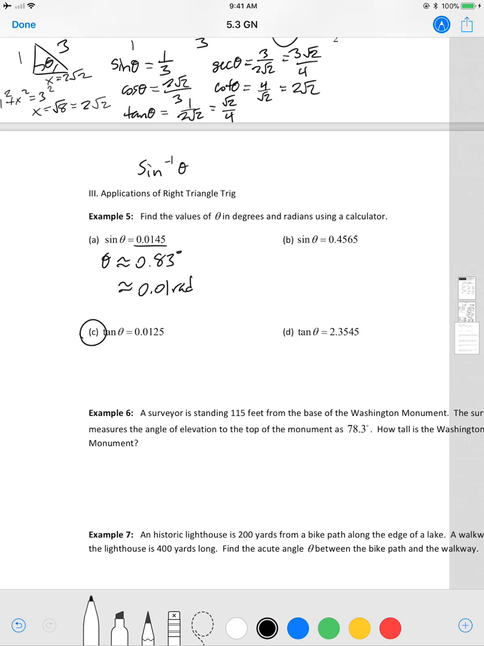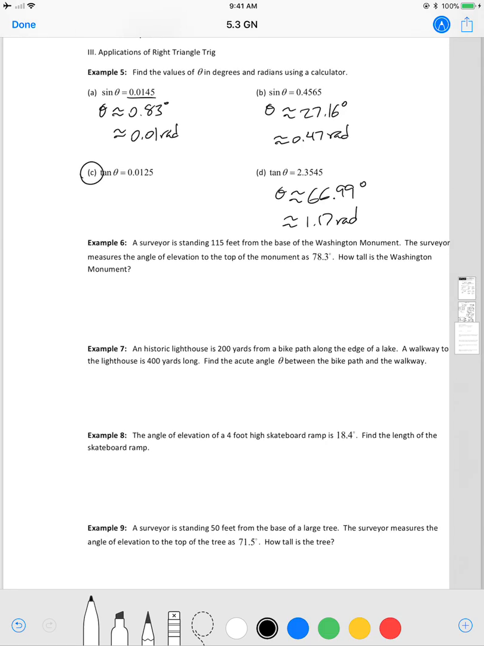Okay, go ahead and try letter C on your own, but I'm going to finish up B and D. So same thing here. Theta is 27.6 degrees, about, or 0.47 radians. And then letter D, I went ahead and did these beforehand again. 66.99 degrees, or 1.17 radians. Okay? So, again, shouldn't be too difficult using our calculator. We'll talk way more about that later. But for now, I do want to get to our word problems.